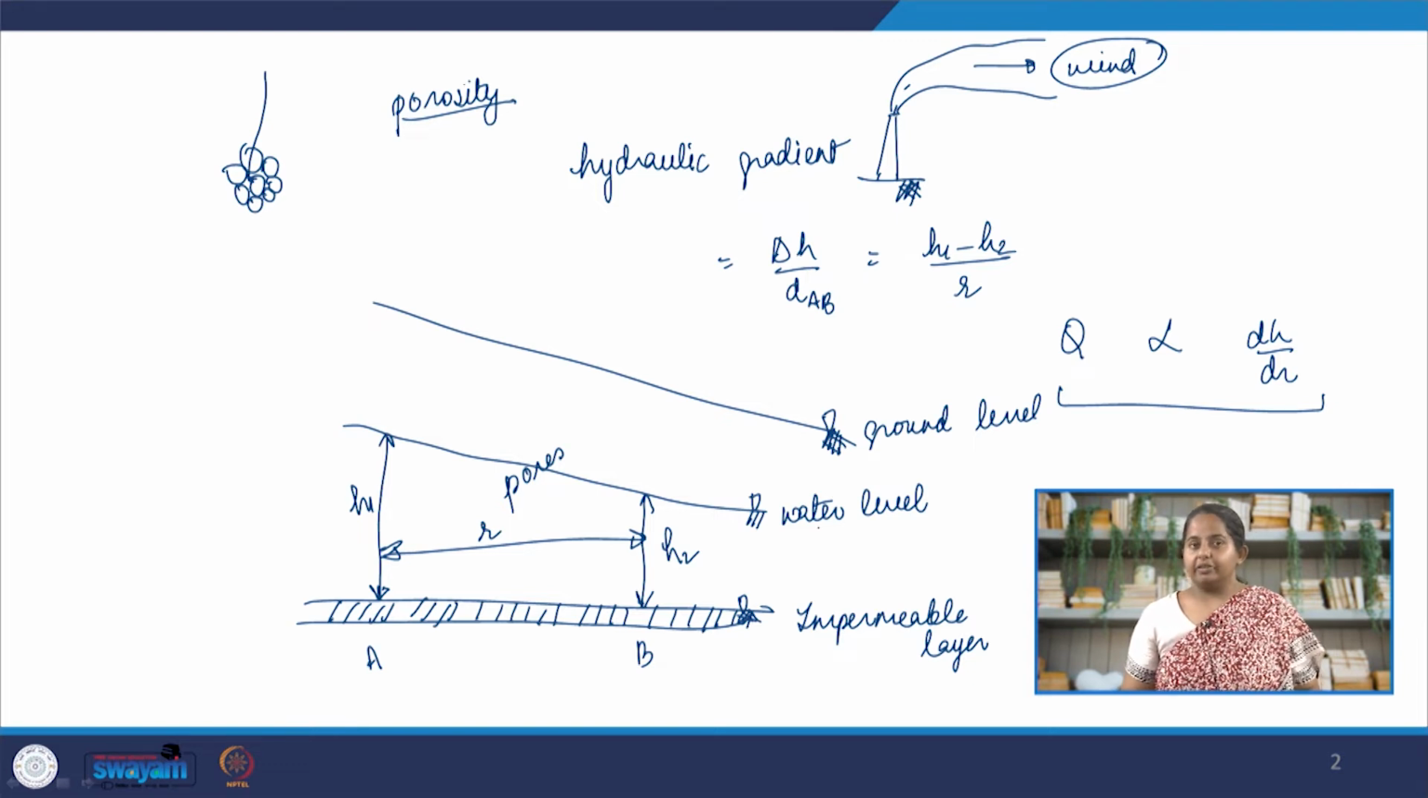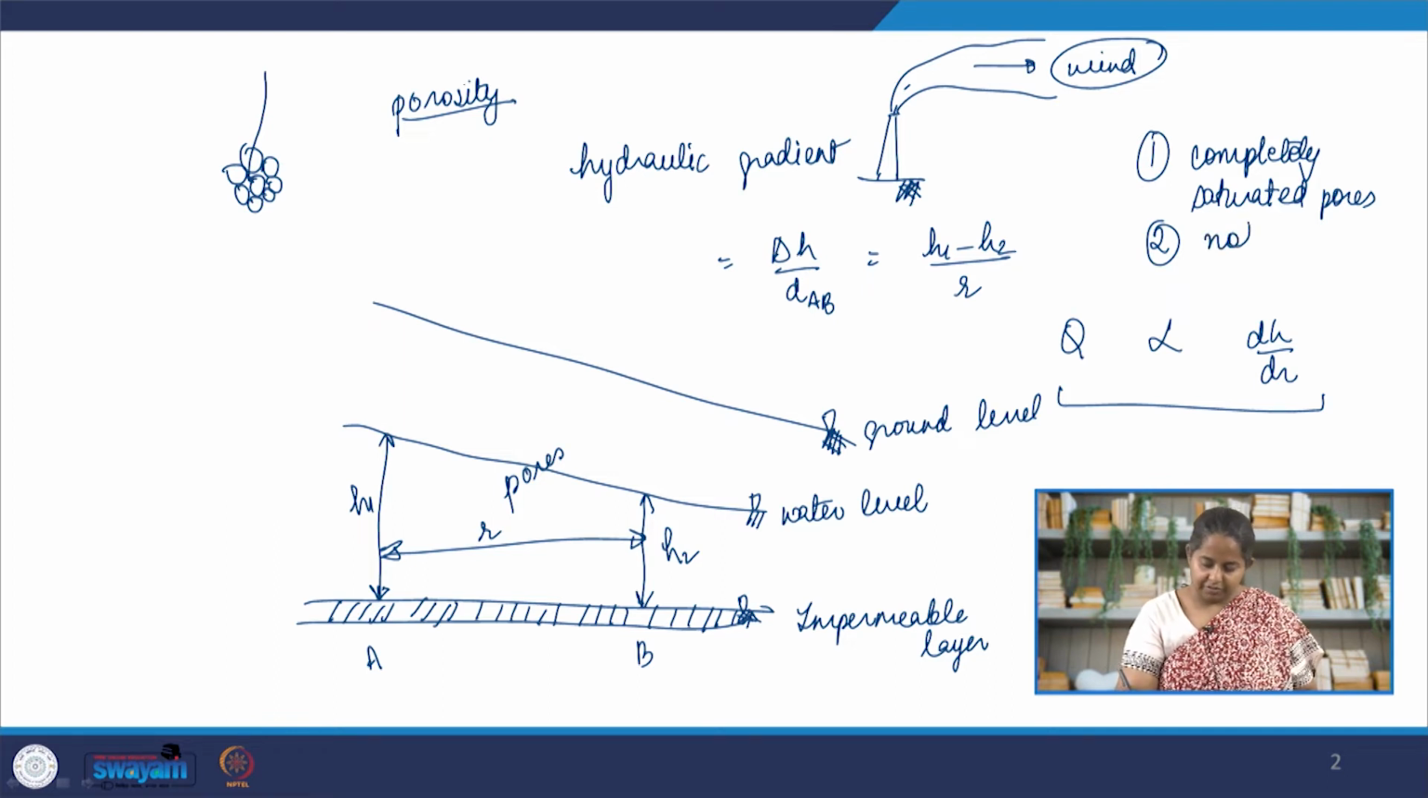But this also has many other assumptions. The first assumption is that the pores are completely saturated. So, if you are above the water table where the pores are not completely saturated, then this linear relationship between the flow and the hydraulic gradient will not be valid. The second assumption is that the flow is not turbulent. In rare cases, when groundwater is having a turbulent flow, then this model will not be valid. The other assumption is that the soil does not have fine grain.